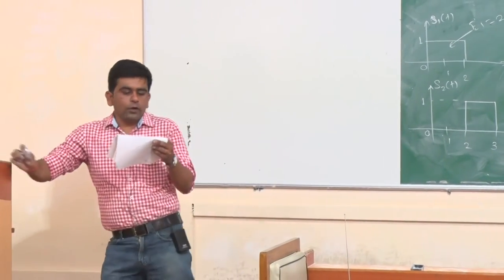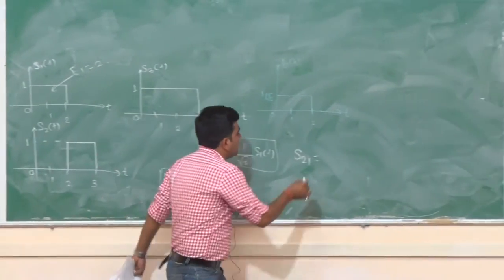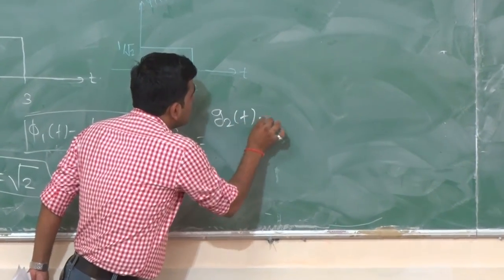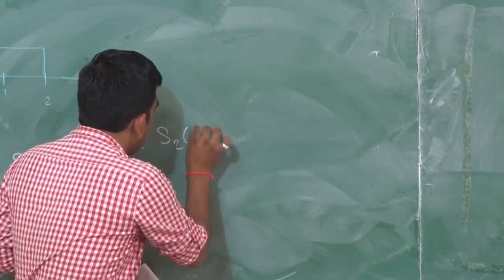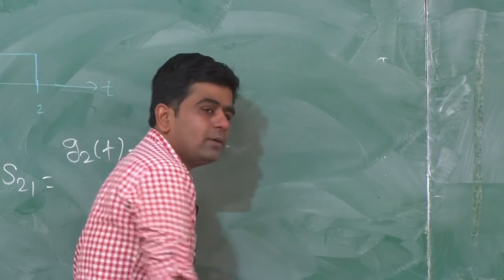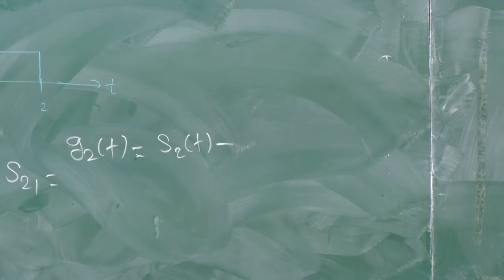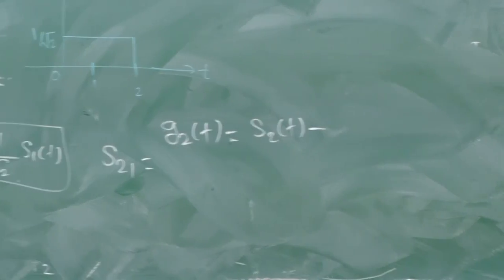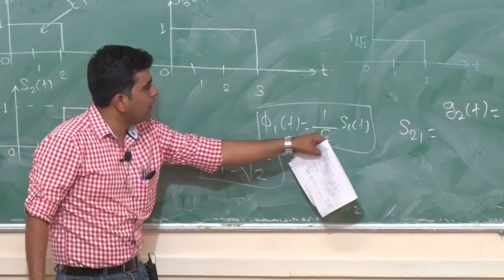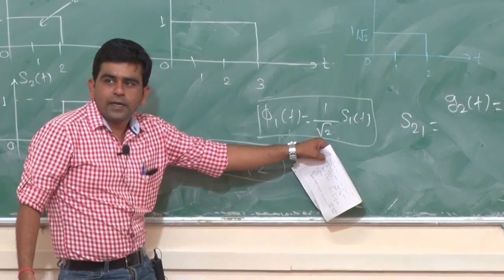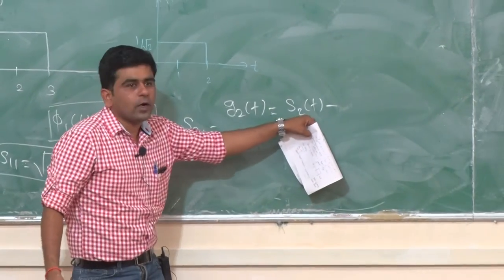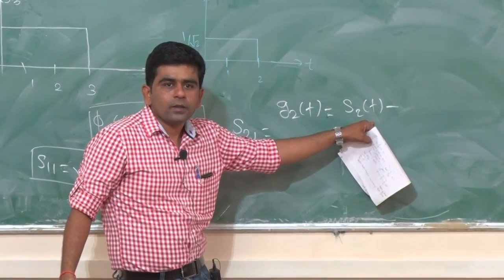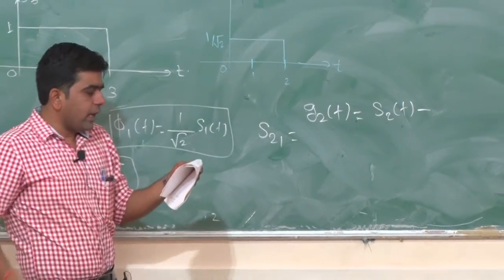So here, we have to find out intermediate function G2 of t, that is equal to S2 of t minus S21 into phi 1 of t. Projection of second signal on your first signal S21 into phi 1 of t. S21 becomes 0. So this G2 of t is equal to S2 of t. G2 of t becomes S2 of t.